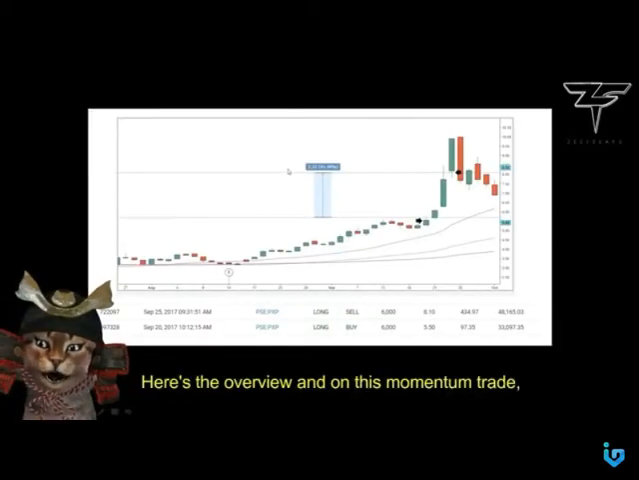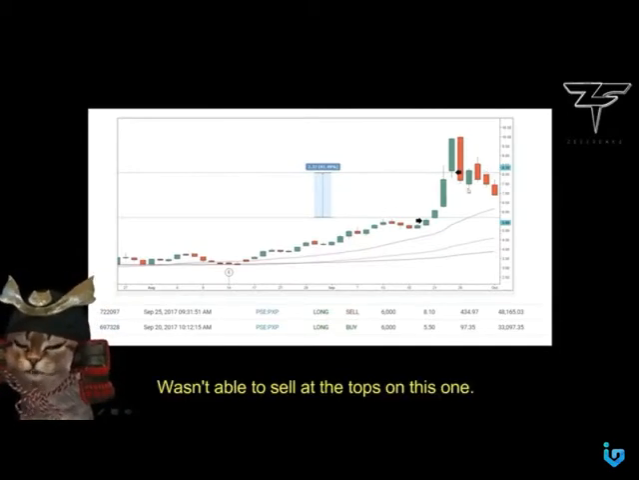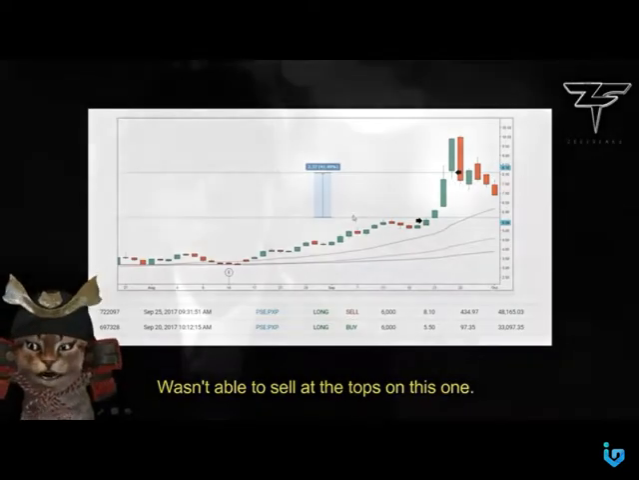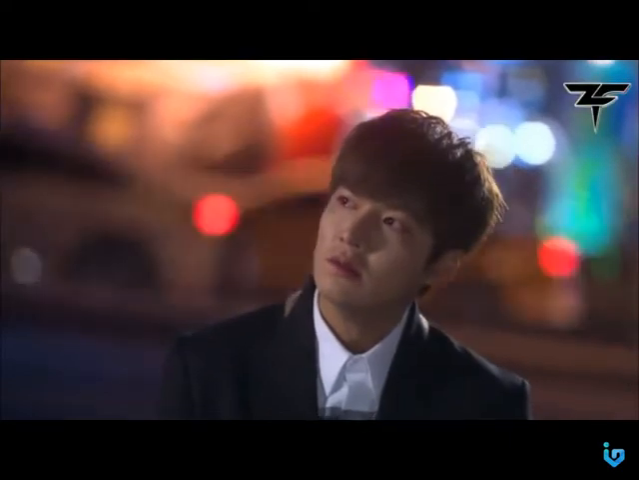Here's the overview, and on this momentum trade, we have a return of 41%. I wasn't able to sell at the tops on this one. Medyo bitter ako dyan. They ask you how you are, you just have to say that you're fine when you're not really fine.